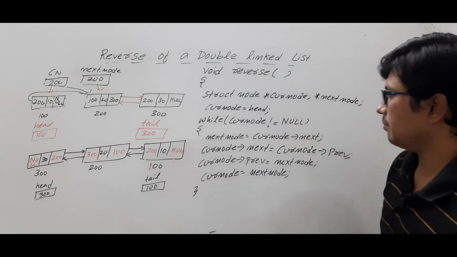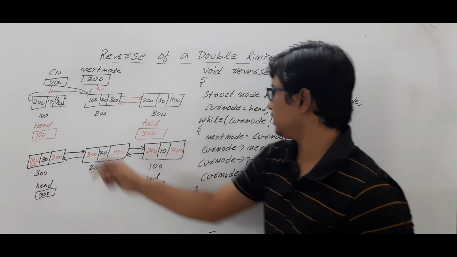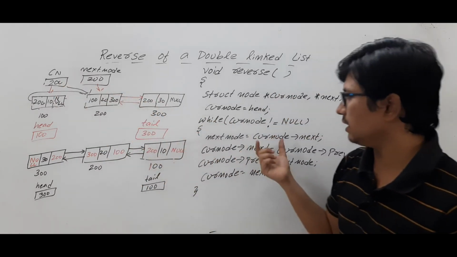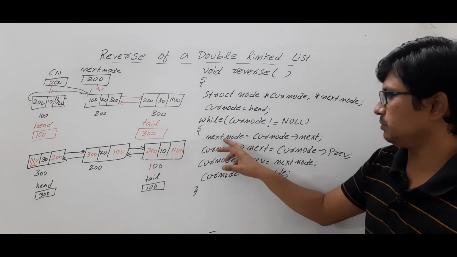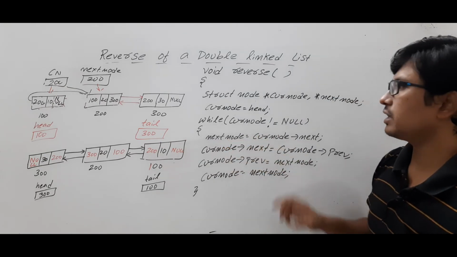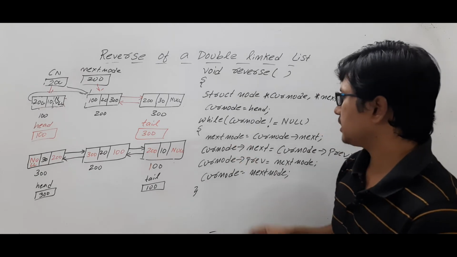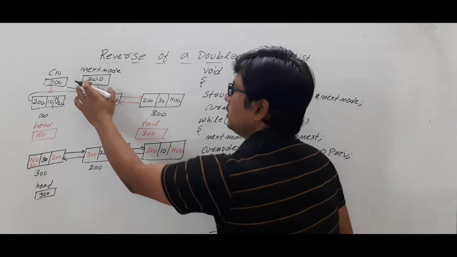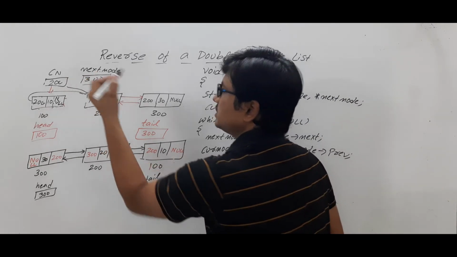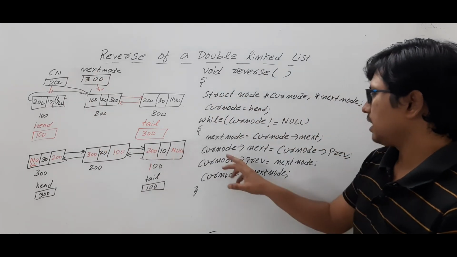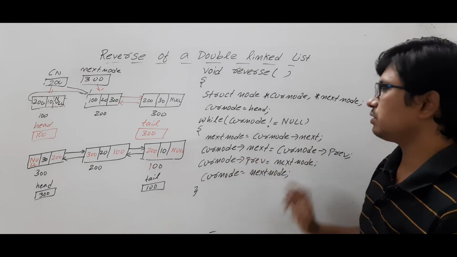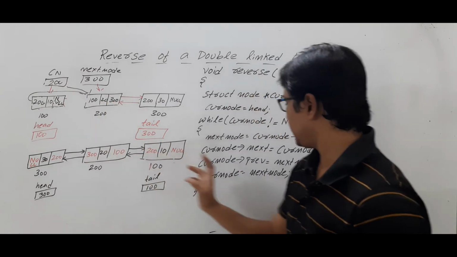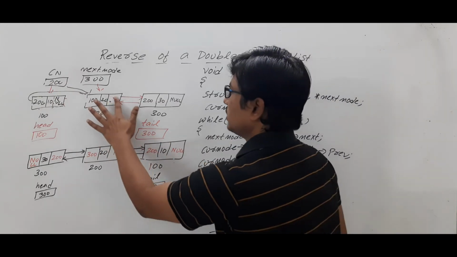Look at what will happen. Now current node is 200. We have written current node not equal to null. 200 is not equal to null. So again we will execute these two statements. Next node is equal to current node of next. What is current node? 200. 200 next is 300. So now next node will have the address 300. Current node of next is equal to current node of previous. Current node of next, which is here, what you are writing? Current node of previous. So here 100 will come.